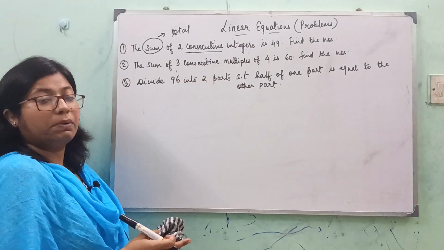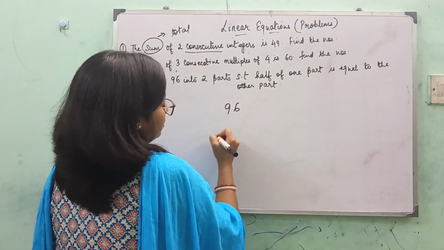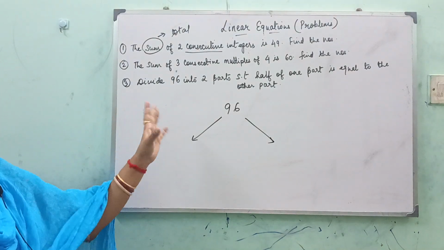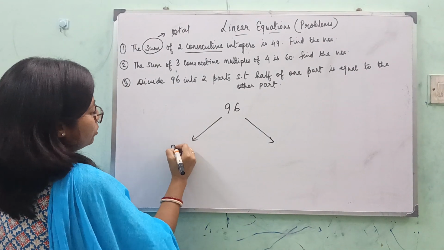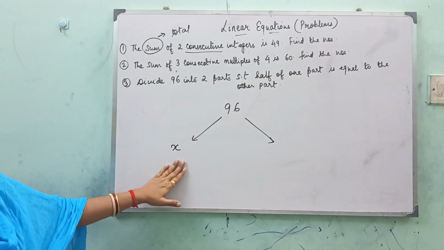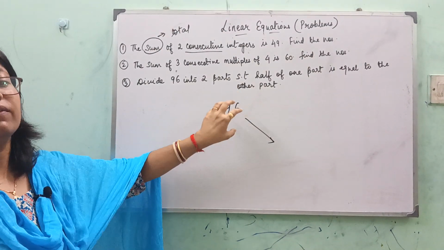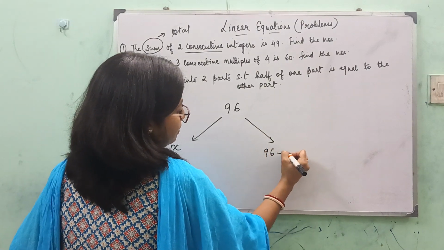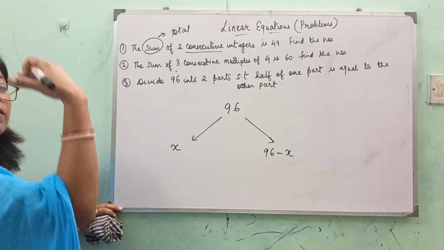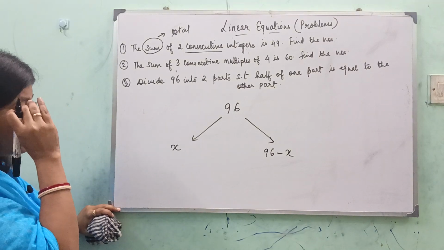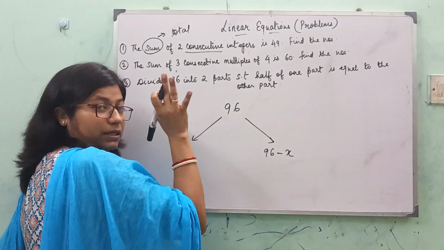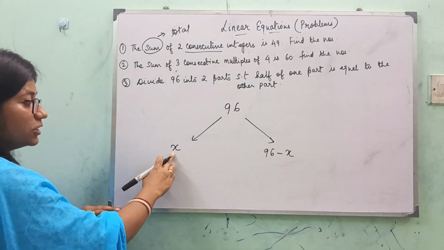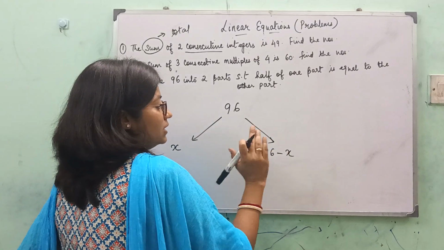Divide 96 in 2 parts. So if 96 is the total and I take 2 parts, what part am I going to take? I don't know anything about it. So let me take the first part to be x. x is something that is taken from 96. So what is the second part? 96 minus x. x is some value which we'll find later on. But for the time being, we have taken x to be the first part, smaller part or bigger part. So let x be the first part, and the other part is 96 minus x.